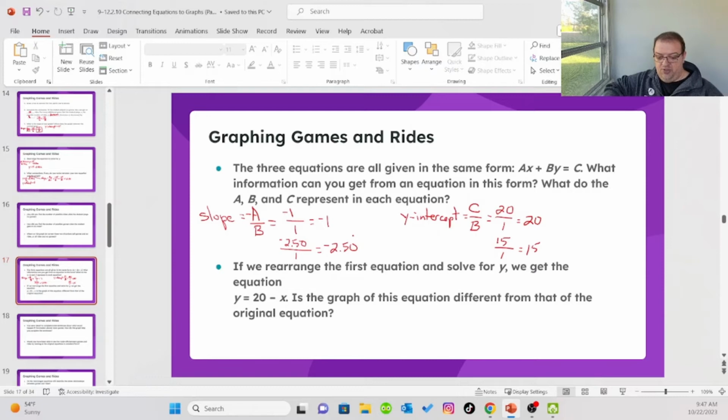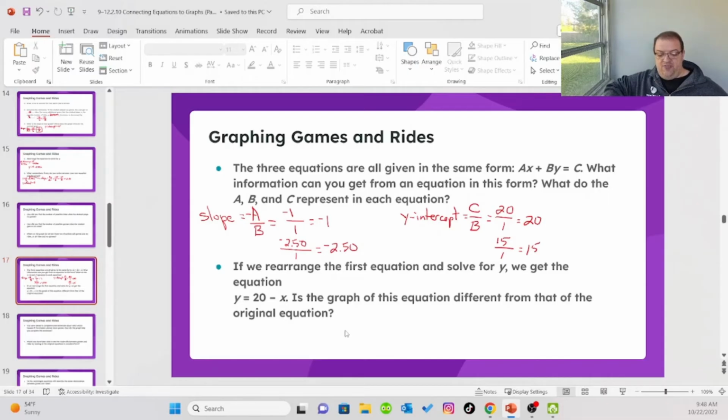So as you are looking at ax plus by equals c, you'll be able to see that your slope equals negative a, because rearranging it, you would subtract ax from both sides, and then you would end up dividing by b to move it to the right side. So your slope ends up being negative a divided by b, and your y-intercept ends up being c divided by b. If we rearrange the first equation and solve for y, we get the equation y equals 20 minus x.